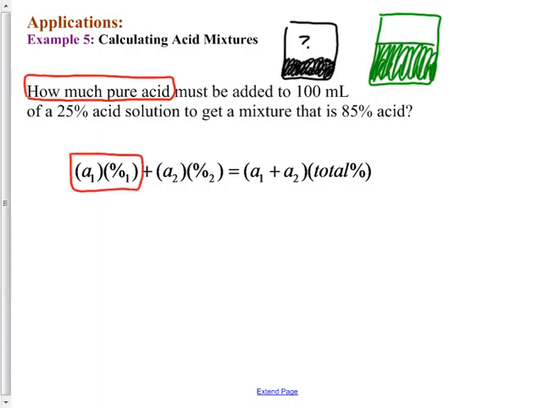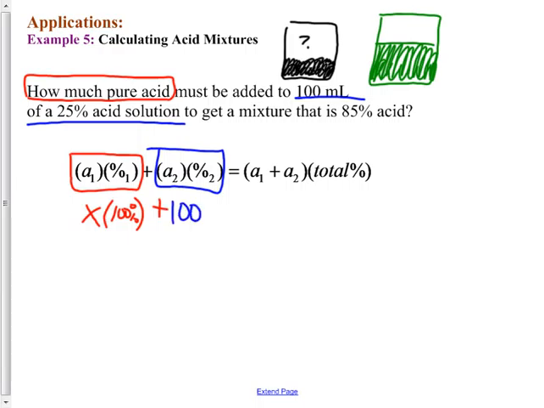Now it says how much. That implies they're not telling you how much, right? So what do I put if I don't know what it is? X. The amount here is X. What percent acid is it? 100%. Plus, here's the next part. 100 milliliters of 25% acid. That goes in here. I'm putting the blue with the blue. And the amount, 100 milliliters, times the percent. What percent do I put there? 25%.